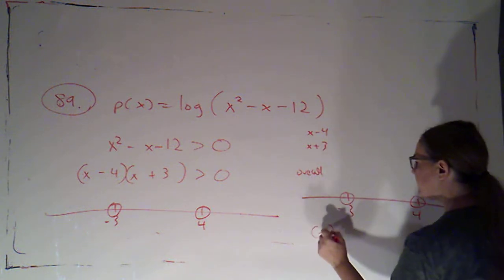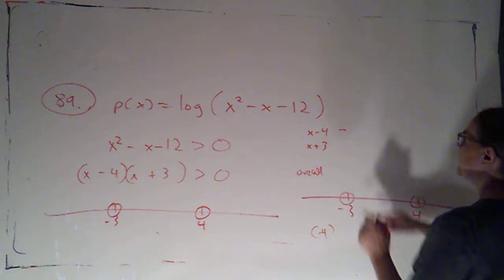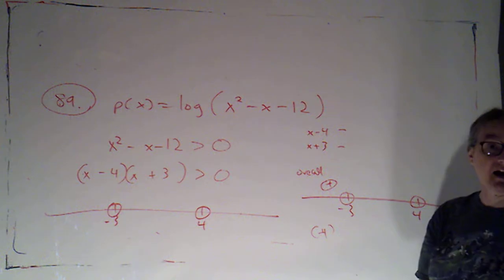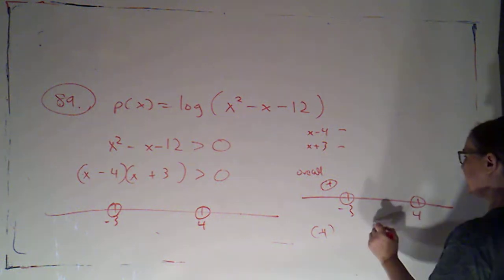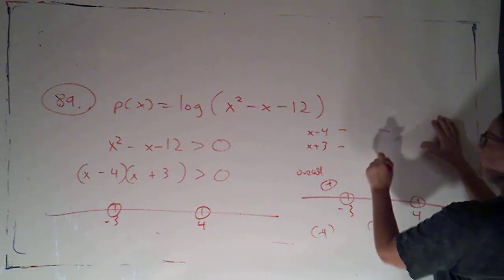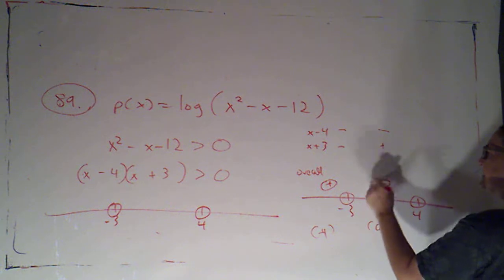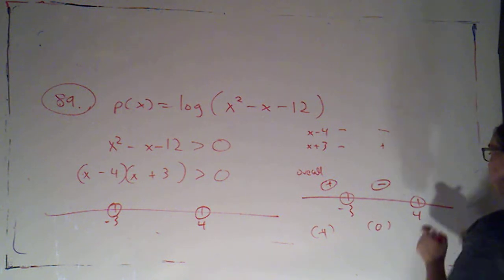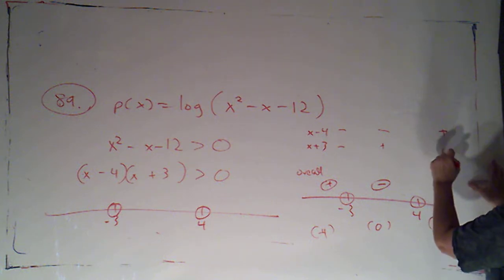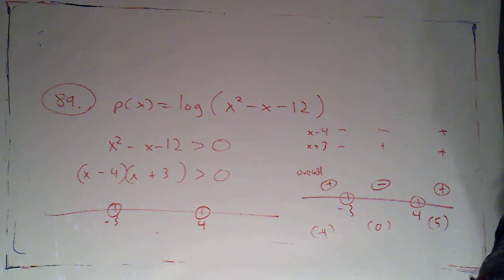So to the left of negative 3, let's try negative 4. Negative 4 minus 4 is negative. Negative 4 plus 3 is negative. 2 negatives will give me a positive. Between negative 3 and 4, I'm going to try 0. 0 minus 4 is negative. 0 plus 3 is positive. The product of a negative and a positive is negative. To the right of 4, I'll try 5. 5 minus 4 is positive. 5 plus 3 is positive. Product of two positives is positive.